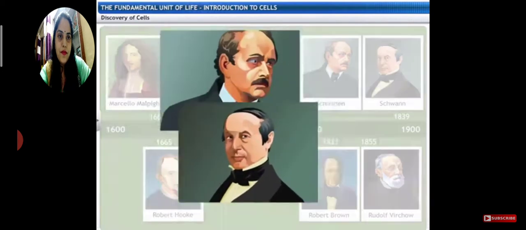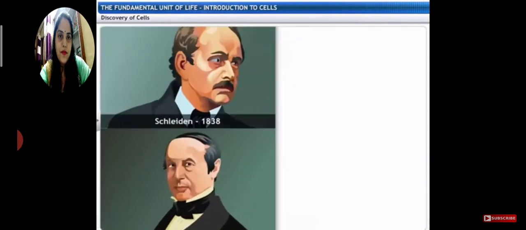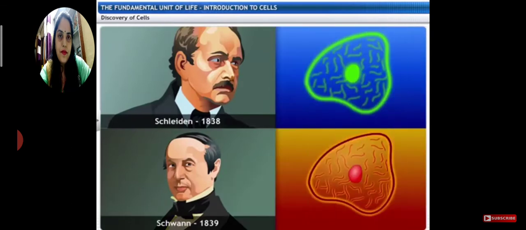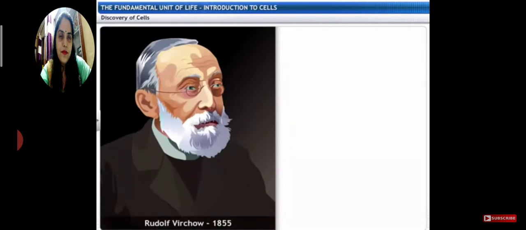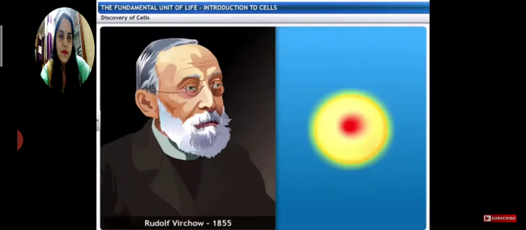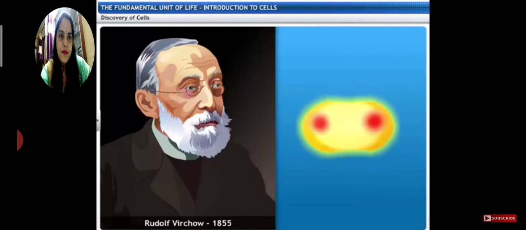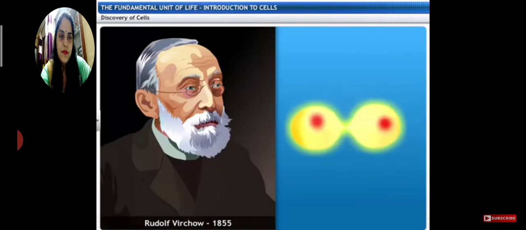Two biologists, Schleiden in 1838 and Schwann in 1839, proposed the cell theory that all plants and animals are composed of cells. Rudolf Virchow in 1855 further expanded the cell theory by saying omnis cellula e cellula, which means all cells arise from pre-existing cells.